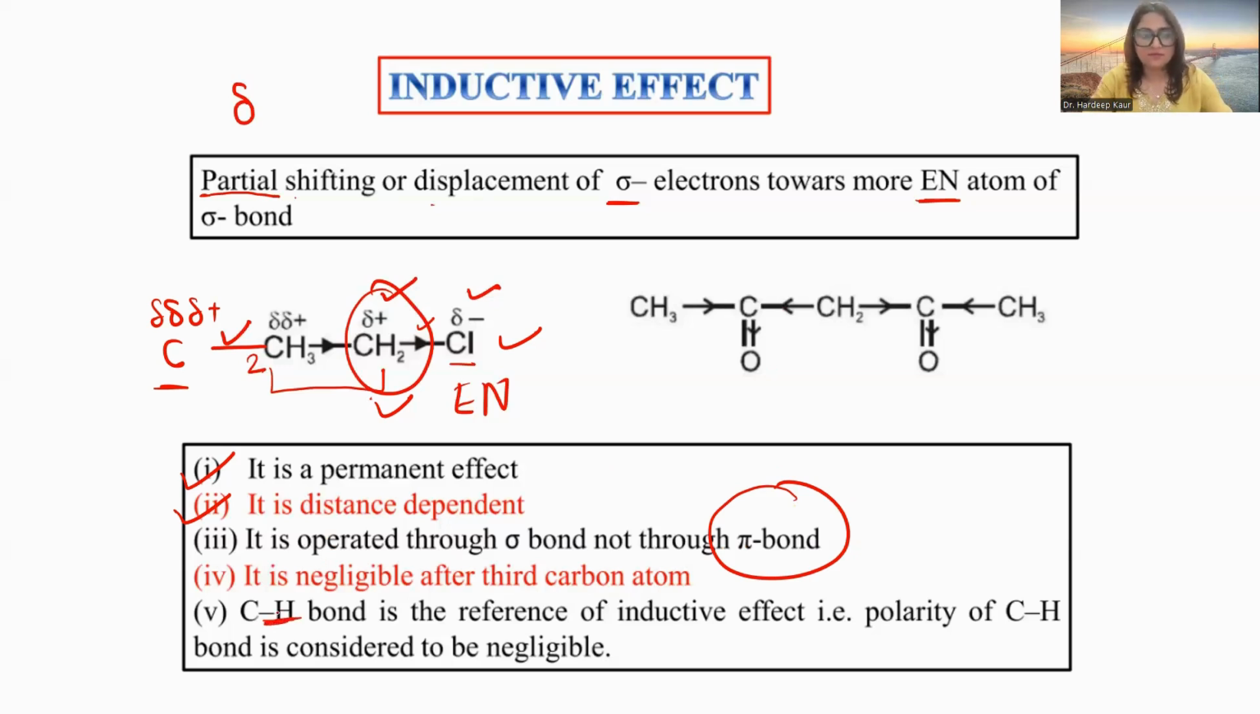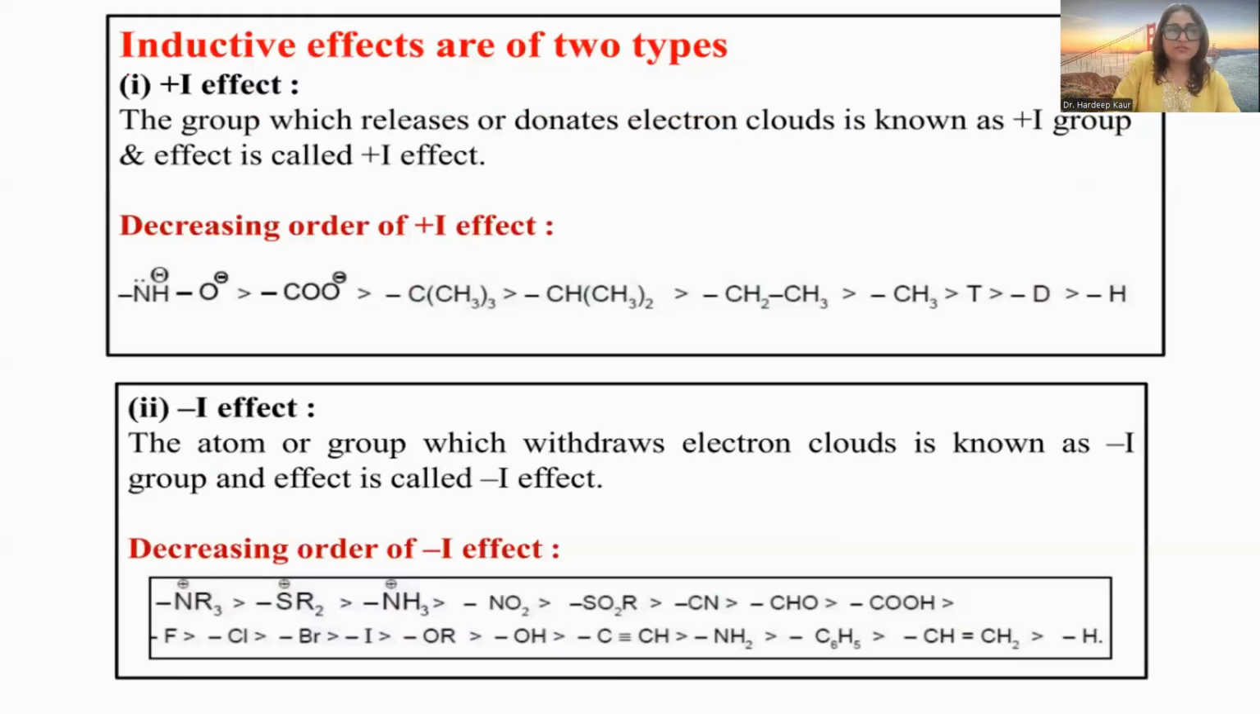So I have already told you that this can be of two types, plus I or minus I. When an electron donor is donating the electron, obviously that effect is called plus I effect. If an electron withdrawing group is attached to the carbon chain, then it is called minus I effect. So you can check it here. This is a decreasing order of the plus I. So the group which releases or donates the electron cloud shows plus I effect.